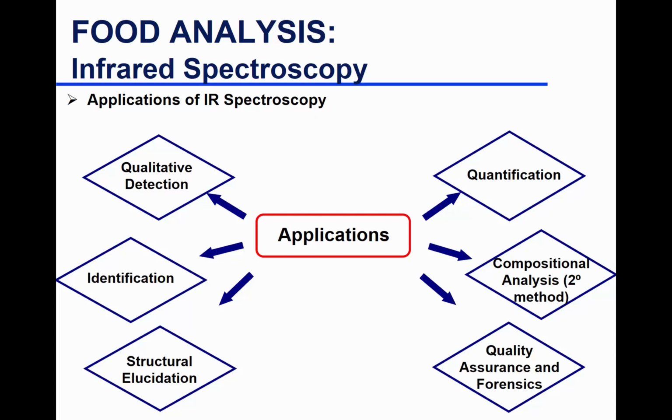Okay, so we talked about identification, qualitative detection, whether it's present or not present, quantification, compositional analysis, quality assurance, and forensics, and structural elucidation. That means determining the functional groups present within a certain compound. Okay, so many applications for IR.